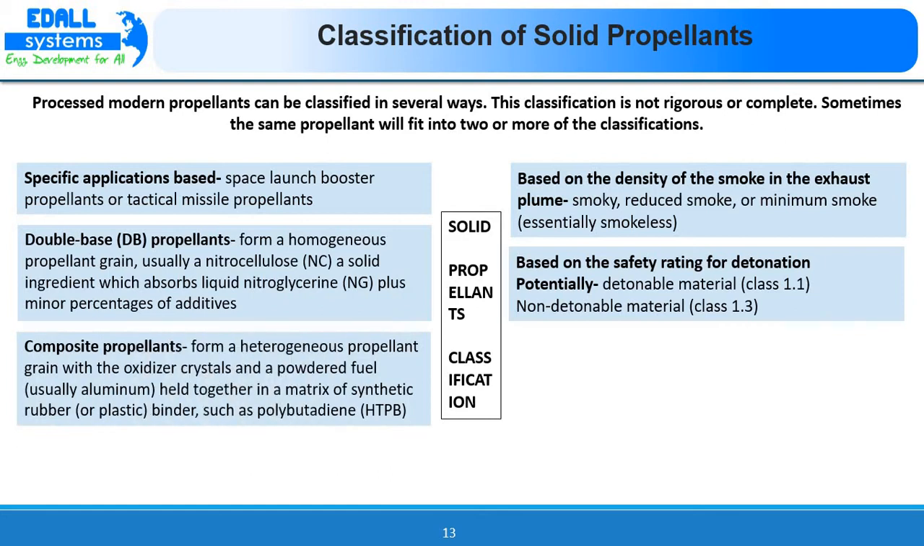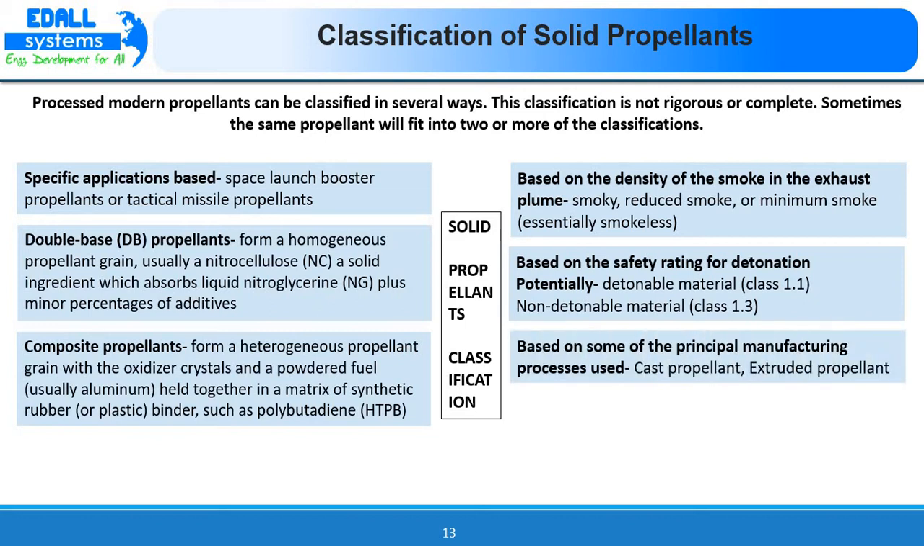Then composite propellants, we have seen that they form a heterogeneous propellant grain with oxidizer crystals and a powdered fuel, usually aluminium, held together in a matrix of synthetic rubber or plastic binder such as polybutadiene, which is also called HTPB. Then the next class is based on the principal manufacturing processes used, that is, the propellant is either cast propellant or extruded propellant. So how the grain has been manufactured, based on that we can classify them.